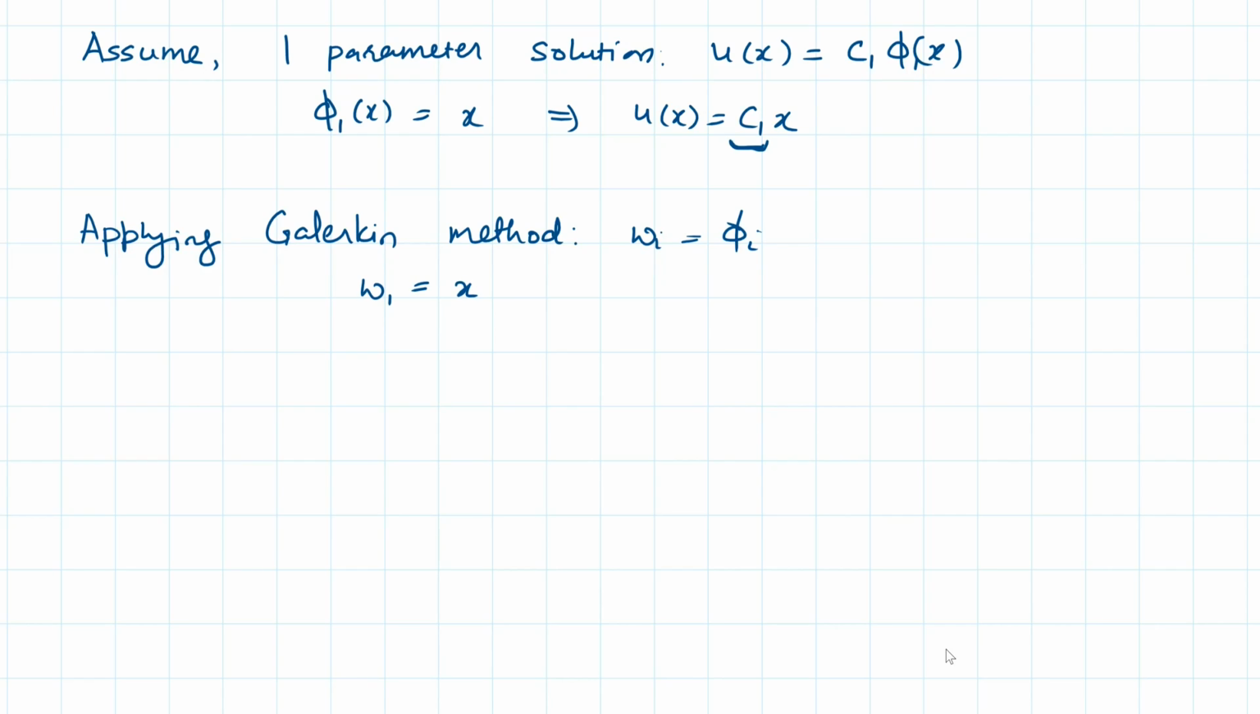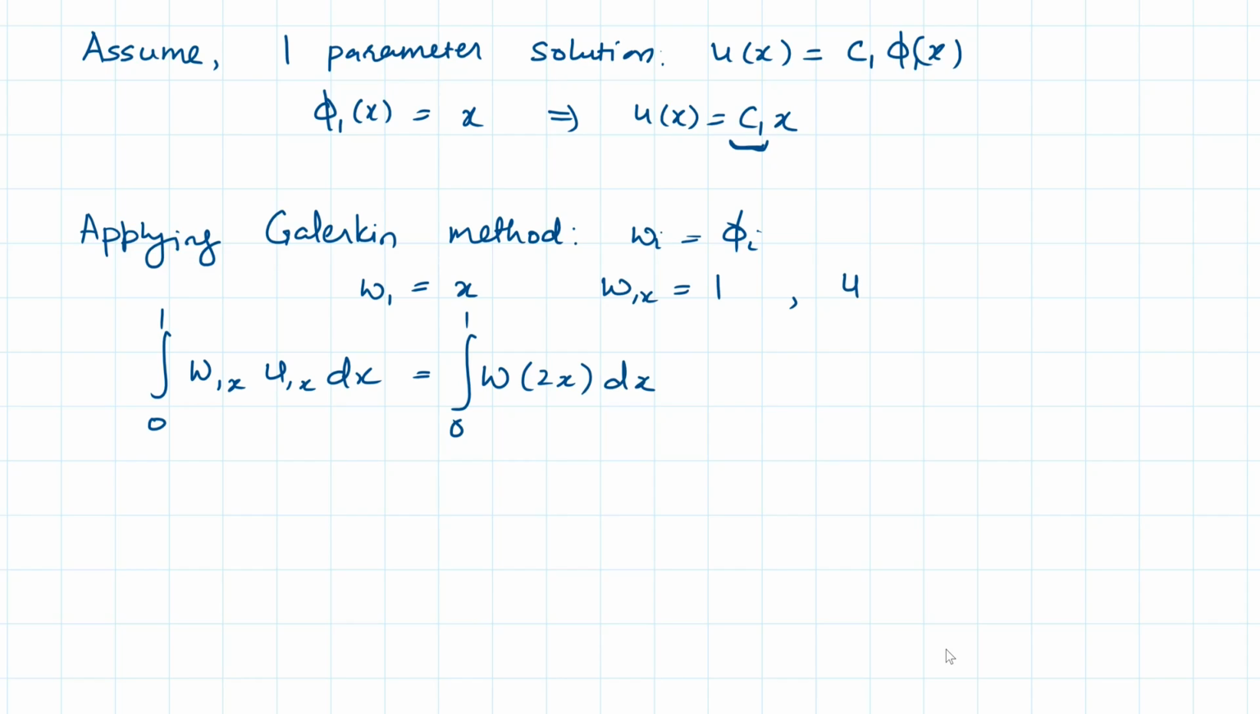Okay, so let's consider our weak form again. Integration from 0 to 1 of wx ux dx is equal to integration from 0 to 1 of w times 2x dx. Now for convenience, let's write down the differentiation of w with respect to x, which would be 1, and the differentiation of u with respect to x, which would be equal to c1.